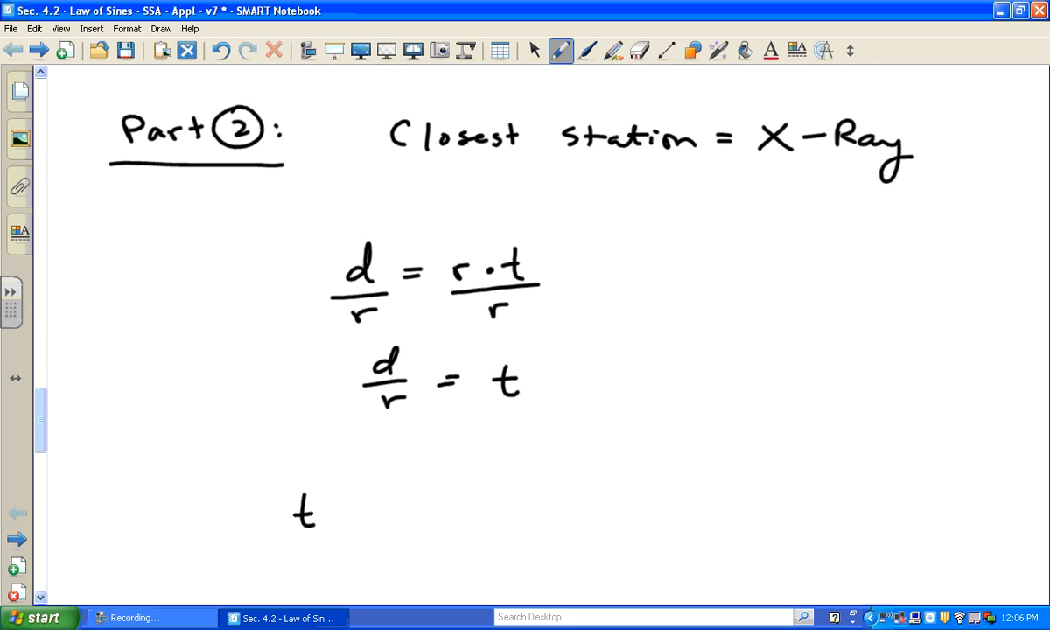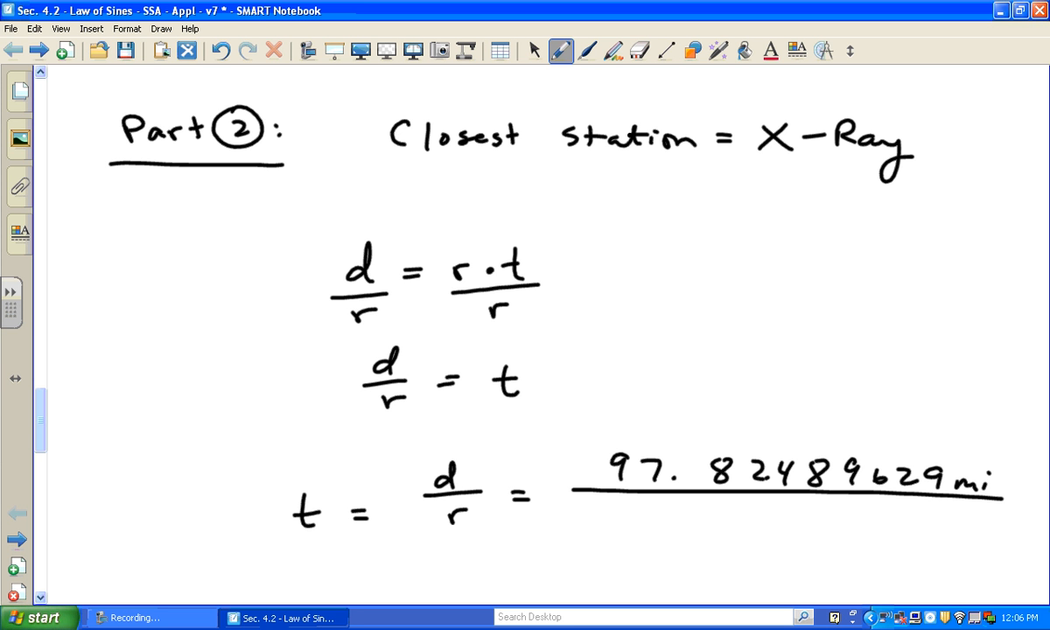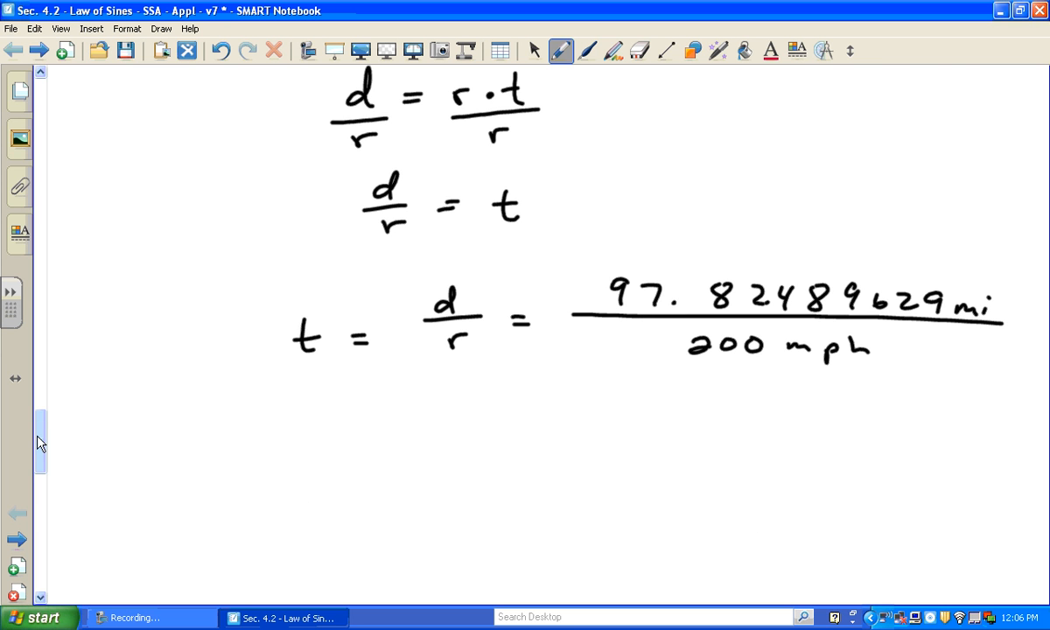So to figure out how long, we can say we want the distance on the top, the rate on the bottom. The distance to station X-ray was what we found earlier. That was 97.8248969 miles. And then the rate here, it said the helicopter was flying at a rate of 200 miles per hour. And just divide those two numbers on your calculator, and we'll get 0.4891244815. And then this would be in hours.